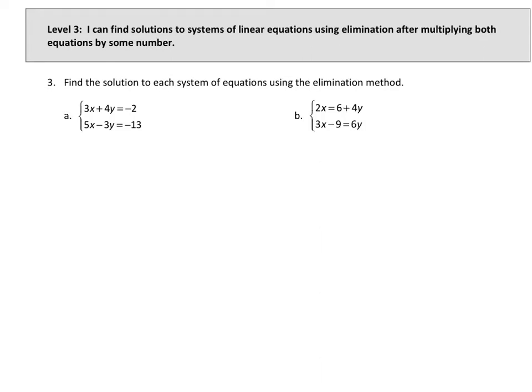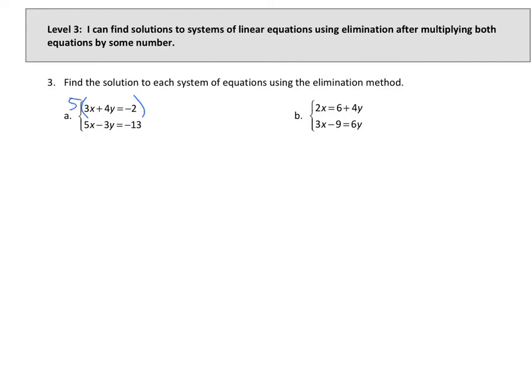So looking at my x's for this first example, 3x and 5x, there isn't a whole number I can multiply 3x by to get 5x. And then looking at the y's, 4y and negative 3y, there's no whole number I can multiply 3 by to get 4. So both equations are going to have to be multiplied by something. And you can either get your x's or your y's to cancel. It doesn't matter which.